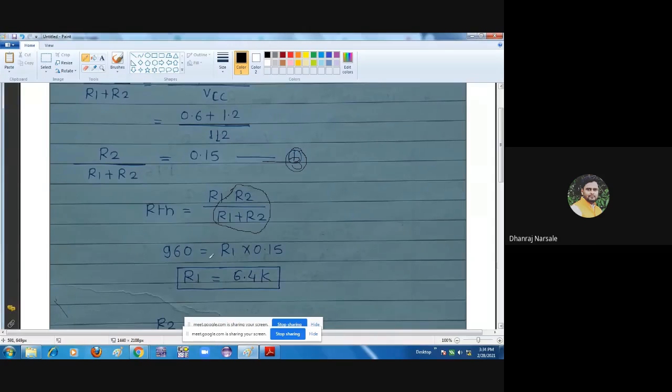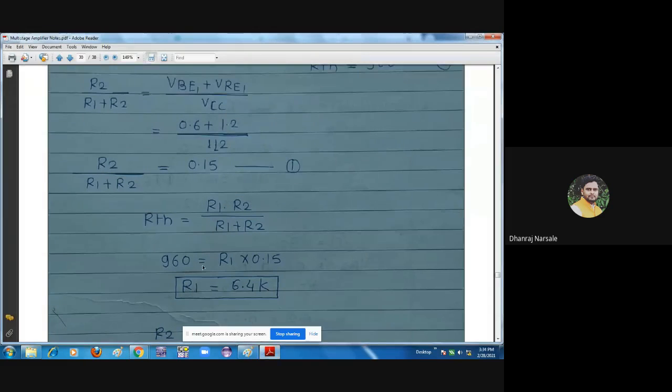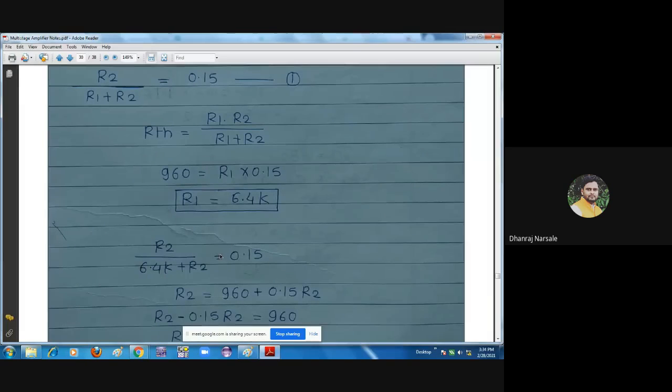In this equation, only one is unknown, that is R1. So 960 is equal to R1 into 0.15. So R1 is equal to 960 divided by 0.15. So R1 is equal to 6.4 kilo ohm, is the value of the R1 resistor. Okay, have all of you understood how we have calculated the value of the R1 resistor? Yes, sir. Okay, then we will go for the R2 resistor.